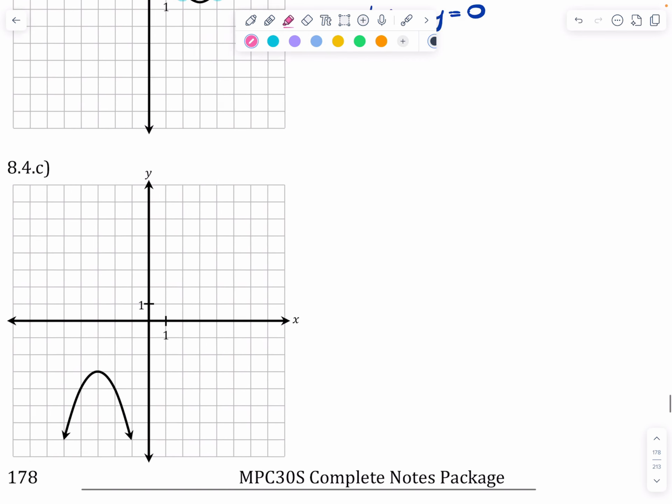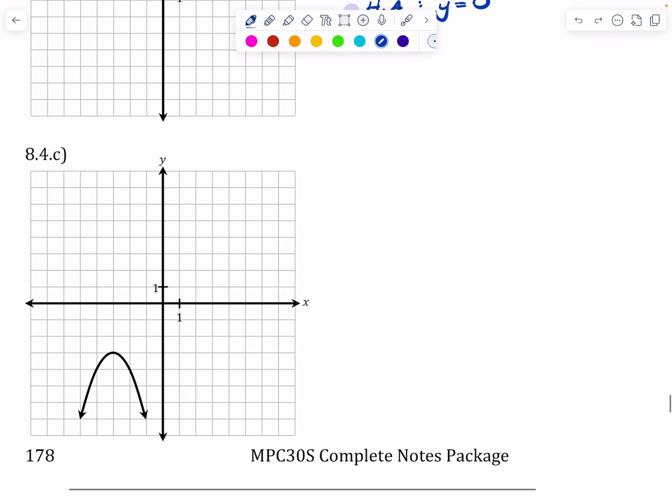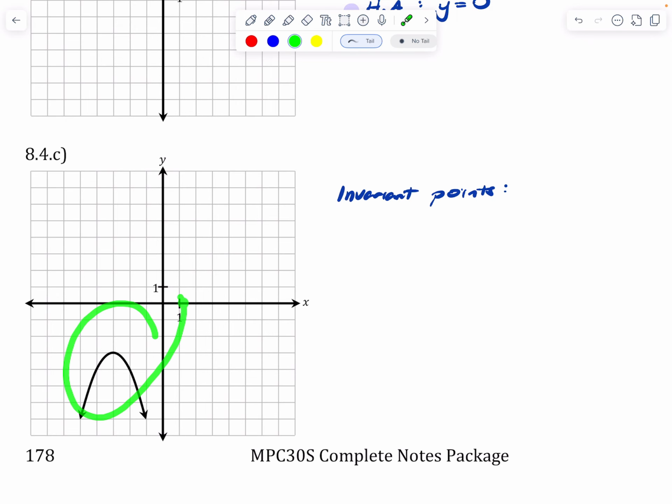Last one, invariant points. That's wherever y was 1 or negative 1. And looking at this, there's no spots where y was 1. There's no spots where y was negative 1. There are no invariant points.